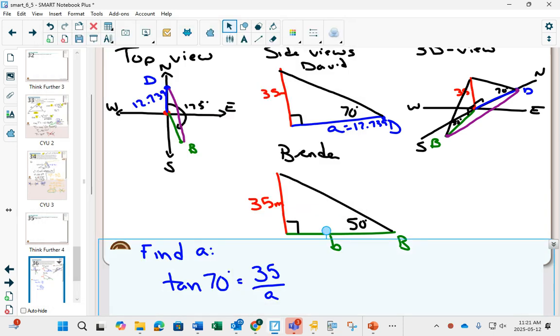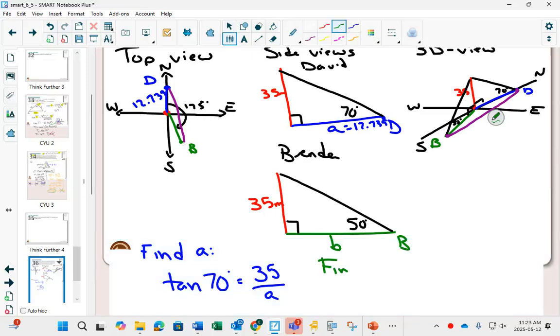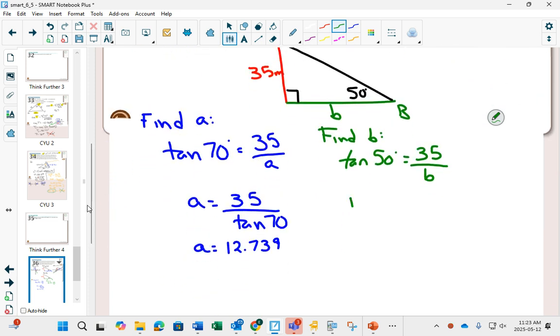Now I'm going to do the same thing. I'm going to find B. Switching to green. If I want to find B, same thing. I have a right angle triangle. I can use SOHCAHTOA. I know that I have the opposite side, and I want to find the adjacent. And once again, you could multiply both sides by B, divide both sides by tan of 50.